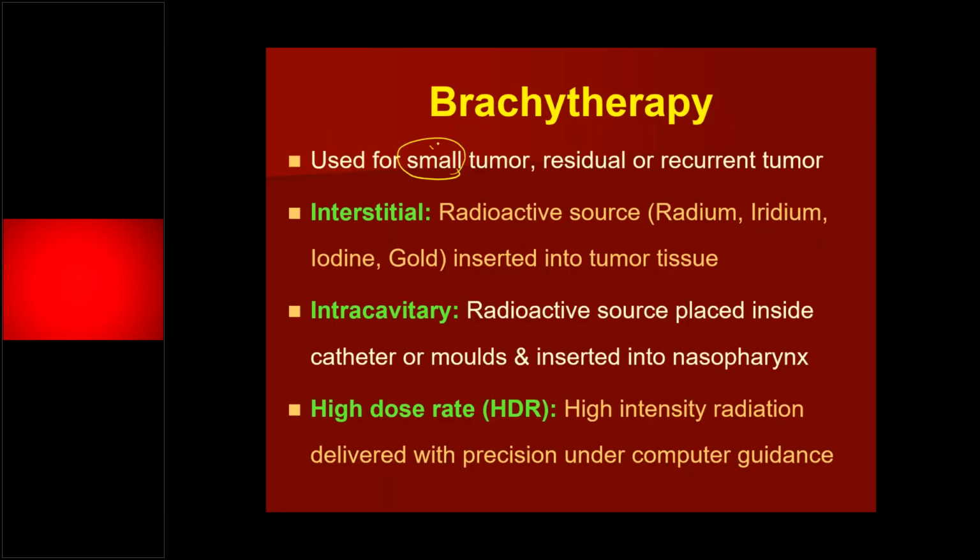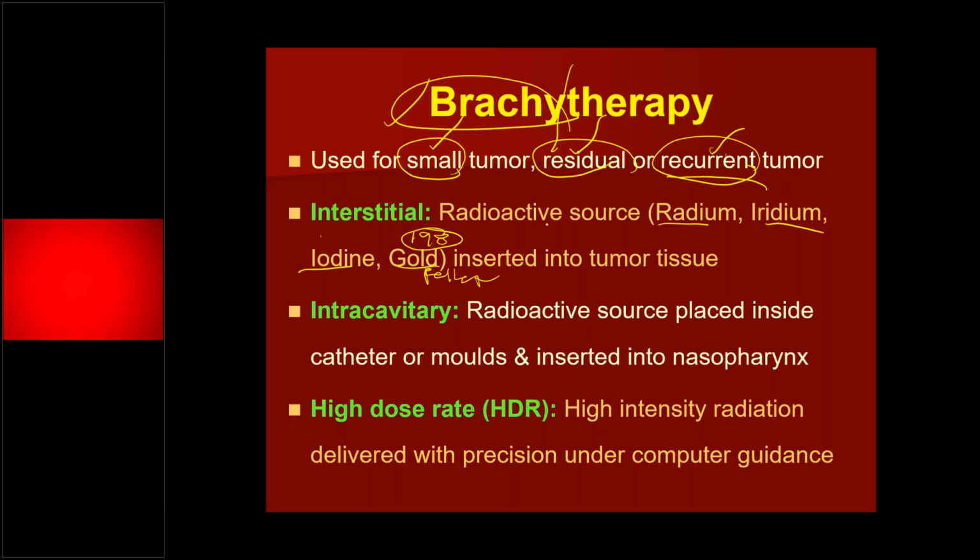Brachytherapy is used for small tumors, residual tumors and recurrent tumors. Whatever is left after surgery, or if the tumor recurs, you go for brachytherapy. Interstitial brachytherapy uses a radioactive source like radium, iridium, which I already told you, iodine or gold. Gold 198 is also used. They paste gold pellets into the tumor tissue. That is gold pellet therapy.